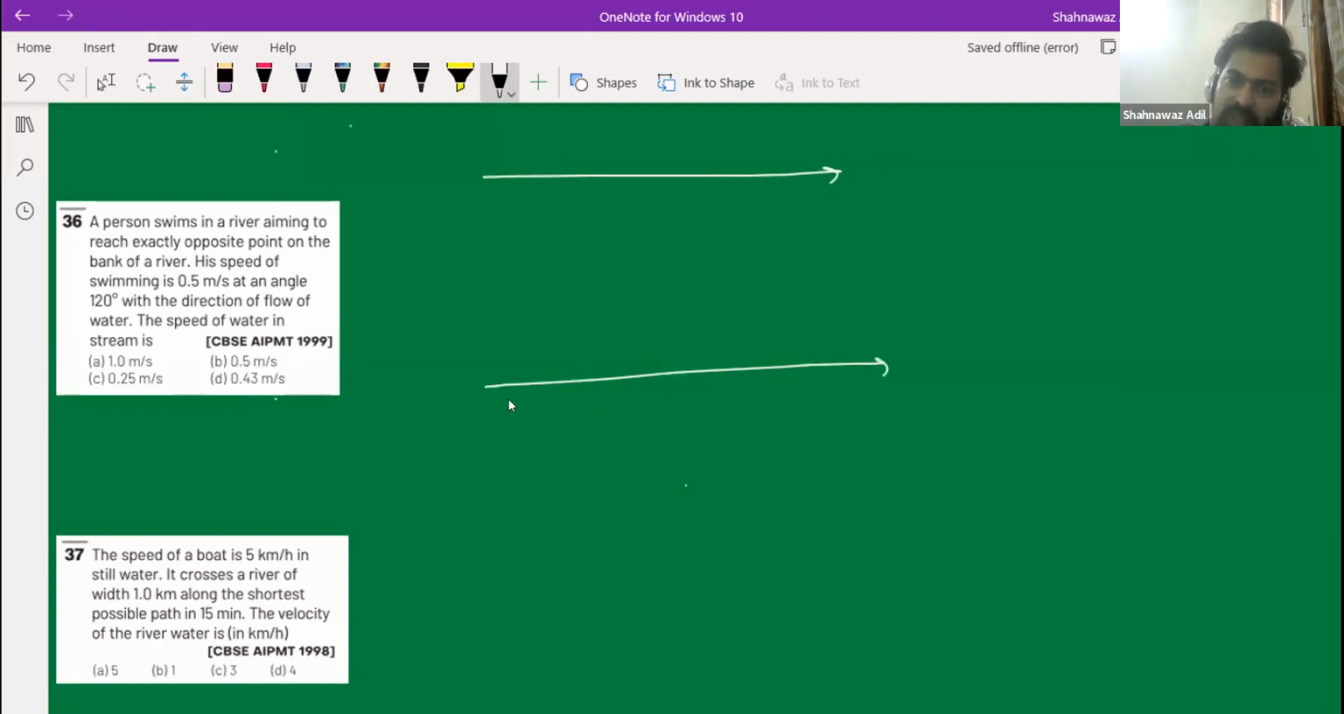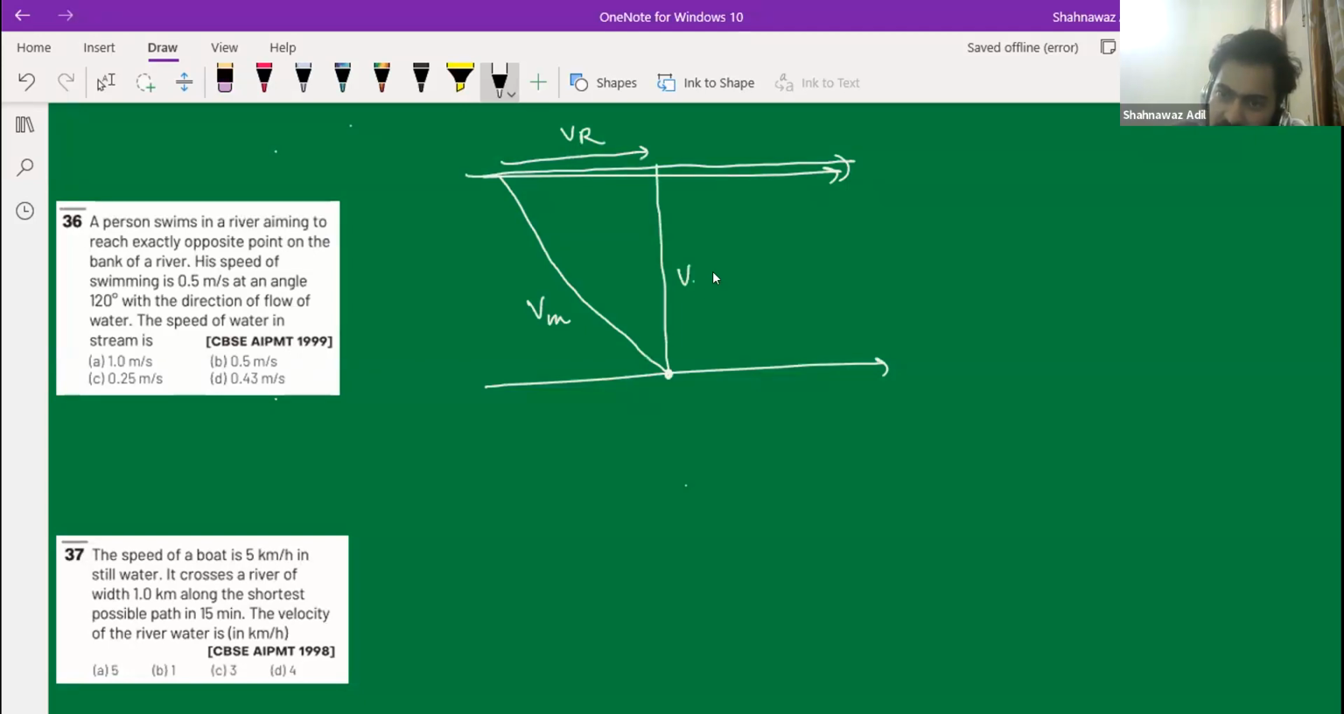This is the river which is flowing, and a person, let's say at this point, wants to reach exactly the opposite point. So he will start from here, right? This is the direction that he will start. And this is the velocity of the man. This is how the river is flowing, velocity of the river. And this would be the reservoir, right?